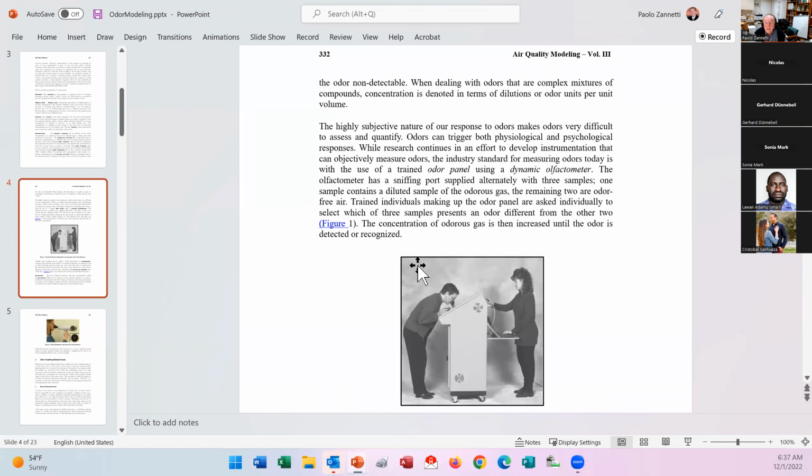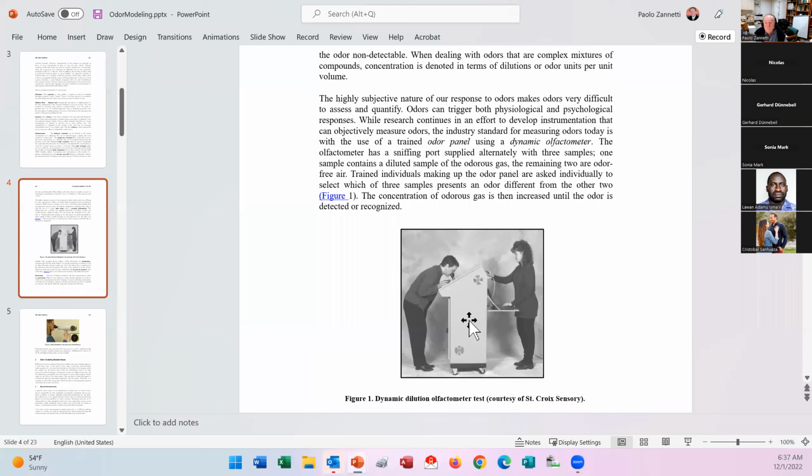That's why we send samples to the lab, to have a panel of professional people give you an opinion of this type of odor.